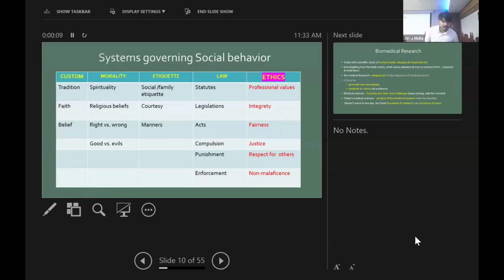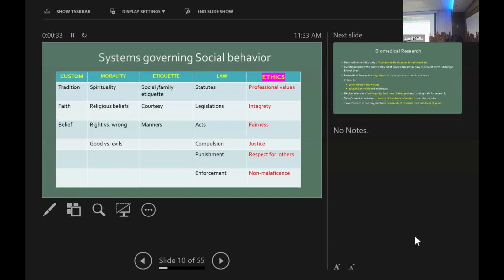So this is a small table that shows the different determinants that control our behavior. Like, say, customs. In the society, there are certain customs, and all members of that society need to follow those customs. So we try to follow the customs. So customs is something that determines some of our behavior.